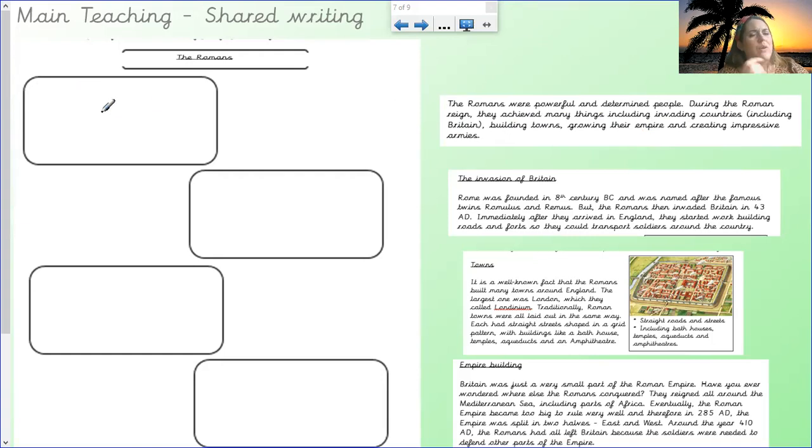Powerful and determined. How can I show powerful and determined? You know what I'd really like to draw? Like a strong arm. Whether I'll be able to do that easily, I don't know. Look, that's the muscle. And then I'm going to do the hand. It's not the best picture ever, but that's supposed to be a muscly arm to show powerful and determined. Invading countries is the next thing I want to do. So I've done that bit. My next key bit, I think, is invading countries. I'm going to draw a sword to help me remember that. So there we are. That's my sword.